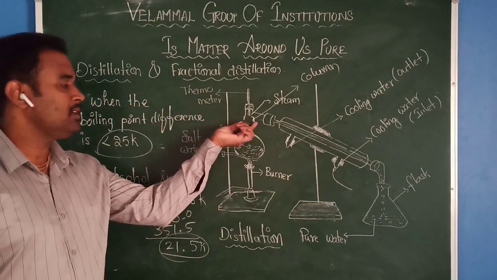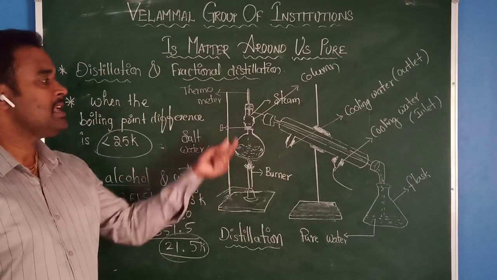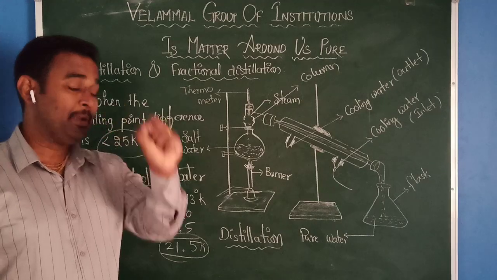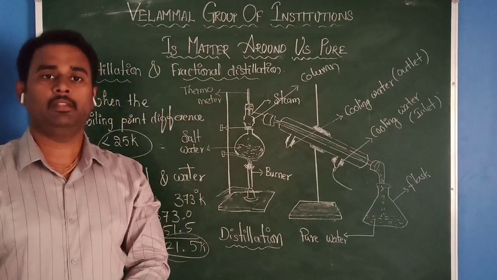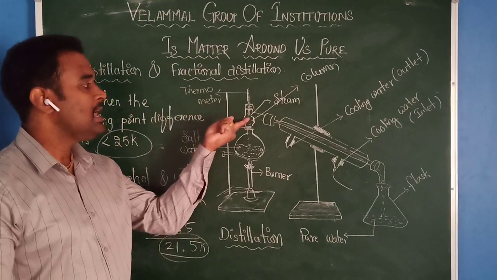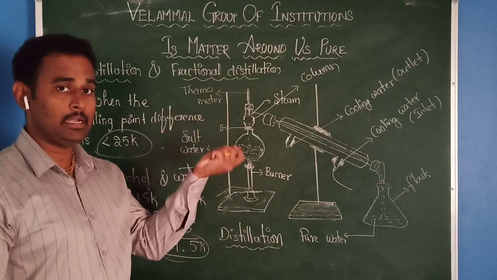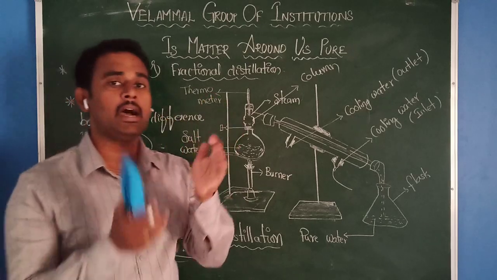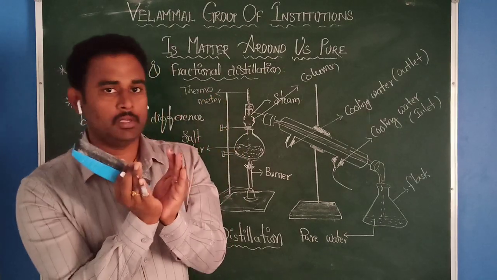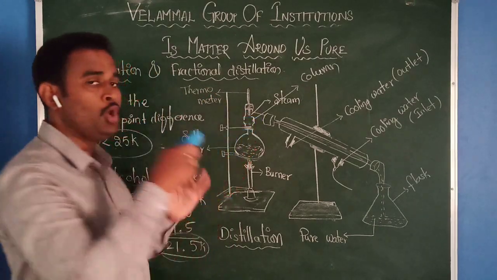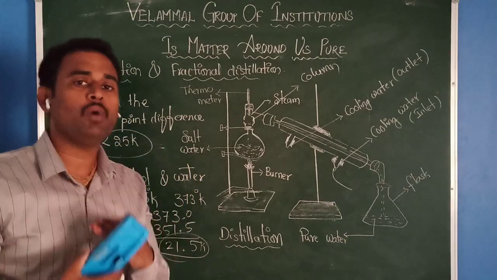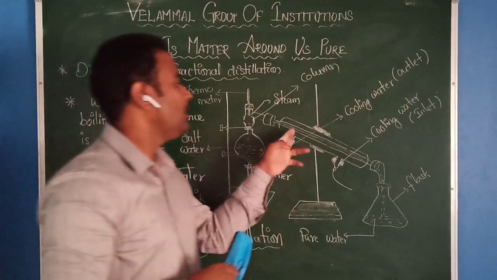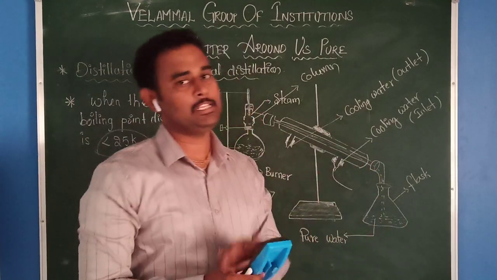But while using the fractionating column, this fractionating column separates those components in a minute way. Whenever the difference is less than 25 Kelvin, the volatile nature of the two liquids is very close. That time this fractionating column does the evaporation again and again, and only one component will come to the condenser. Then you can collect the respective compound.